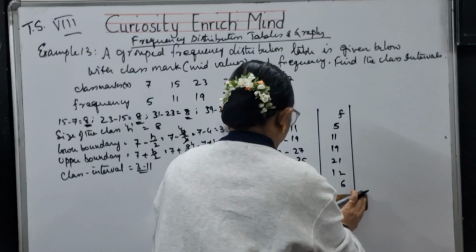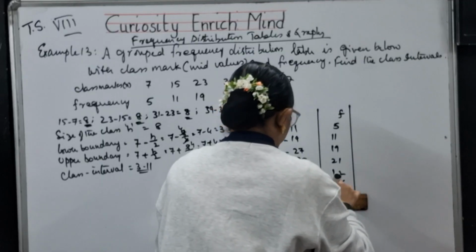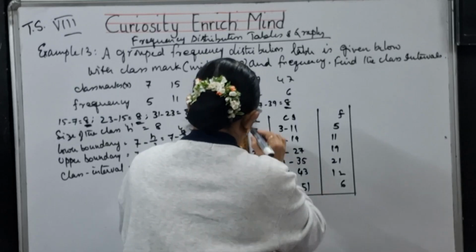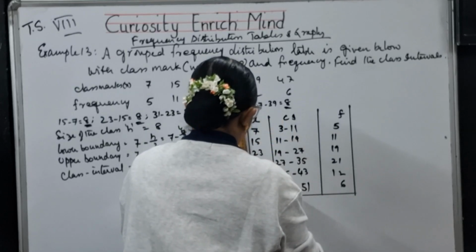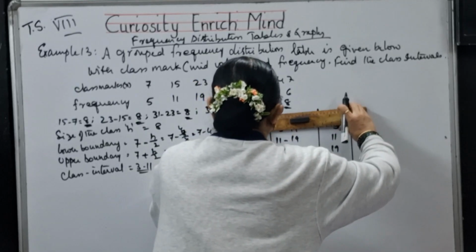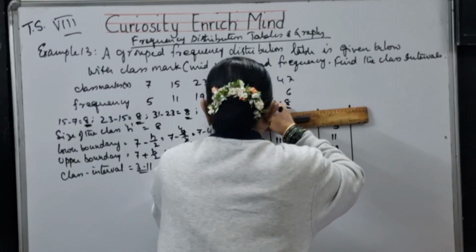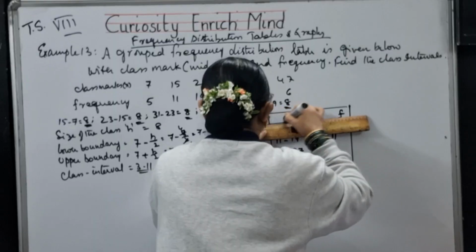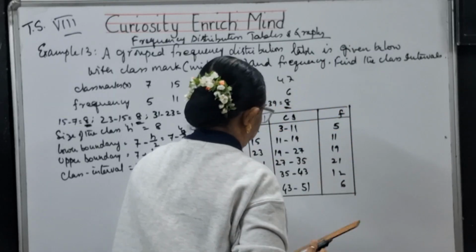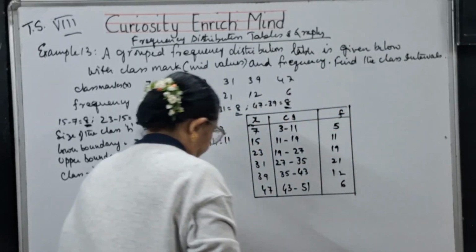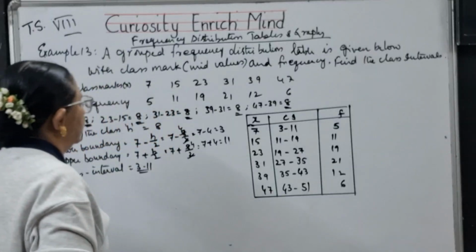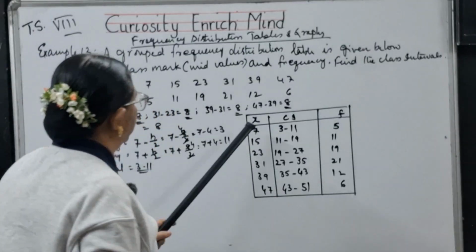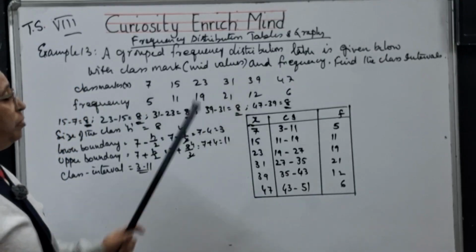The frequency distribution table you are getting with the help of the values that are given to us. I will explain it once again, children. So let us see. Here, what did they give? They have given class marks. Class marks are mid values. In the bracket, they have given mid values.